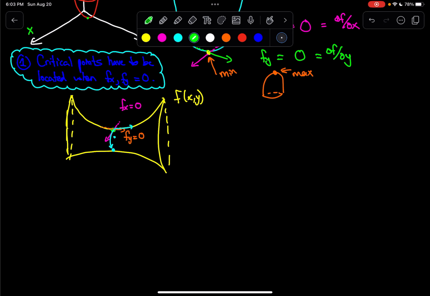There's a test that we run to make sure. So this is like part 2. There's a test, and the test is that we're going to solve this thing right here, and I'm going to explain exactly what this is. So here's the test. It's f sub xx times f sub yy minus f sub xy squared.